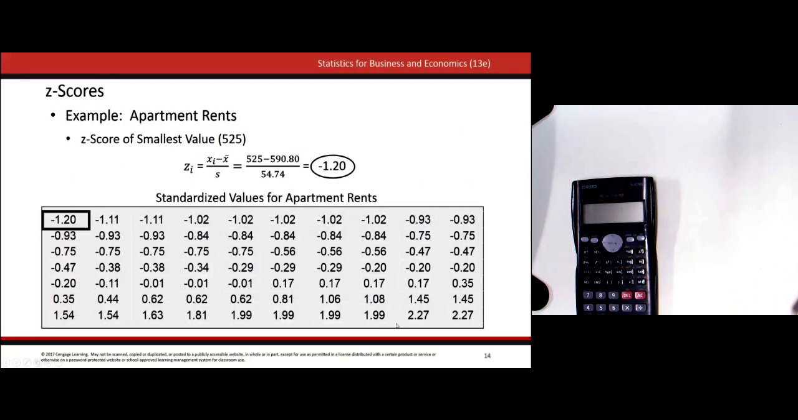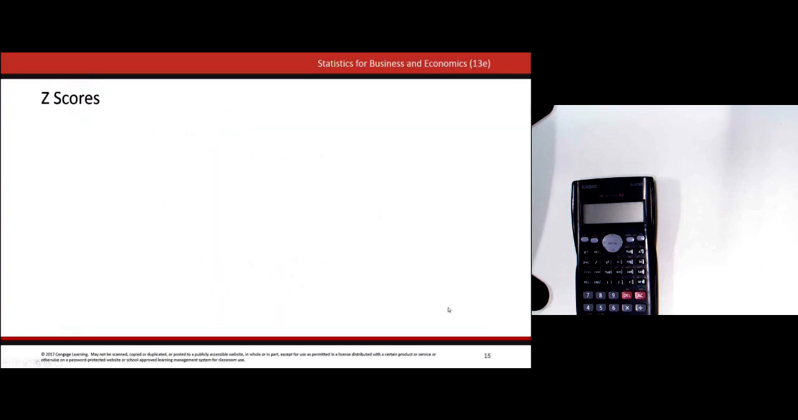Here we see the z-scores. One application of the z-score is to determine outliers. If you have a z-score less than -3 or larger than +3, that might be considered an outlier. Here the most extreme z-scores are -1.2 and 2.27. So here we don't have any outliers. So let's see one example.